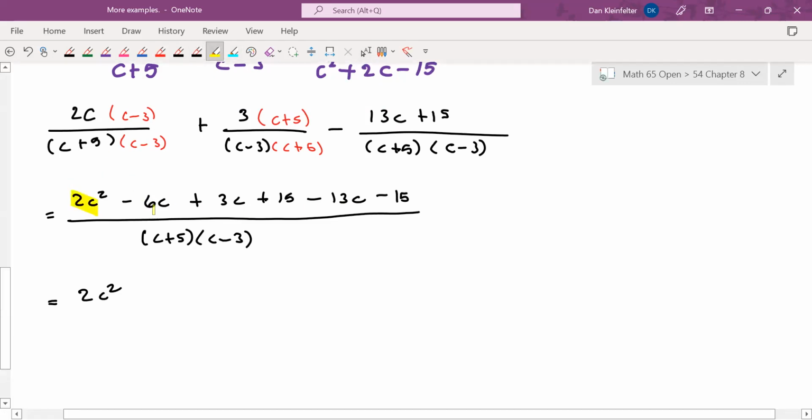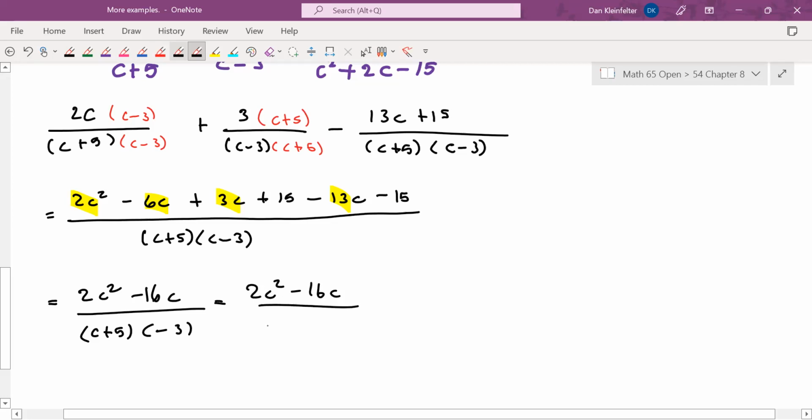2c squared, we will have how many c's? Negative 3 minus 13 is negative 16. Minus 16c, and then that's it. Okay, c plus 5, c minus 3. Okay, so then it doesn't look like we get anything good out of simplifying that numerator. So we'll leave the numerator as is and go ahead and multiply out the denominator. Okay, so that should do it.